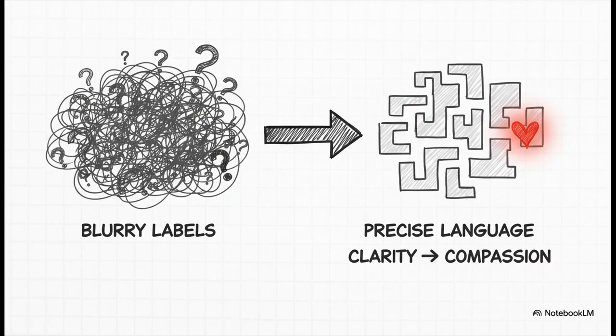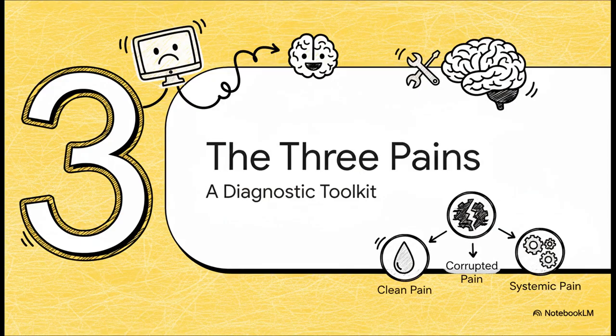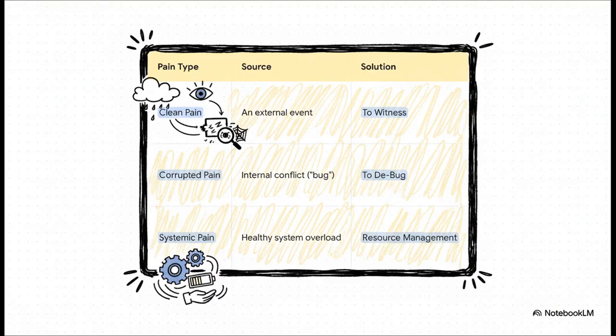Now, I know what you might be thinking. Using the language of computer systems to talk about human feeling sounds a little cold, maybe even dehumanizing, but it's actually the complete opposite. It's about gaining the precision we need to be truly compassionate and, more importantly, effective with ourselves. And this brings us to the very heart of the framework, the three kinds of pain. This is the diagnostic toolkit that's going to allow us to finally tell the difference between our pains, putting them into clear, distinct categories.